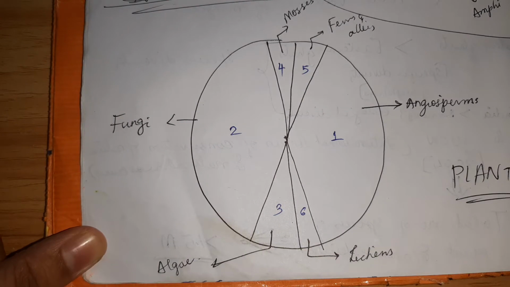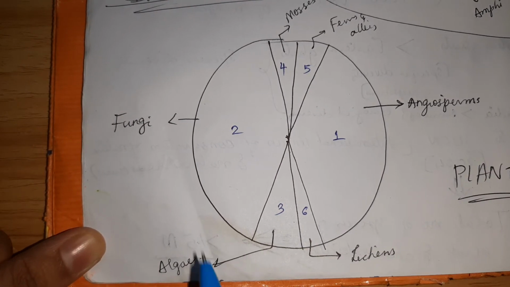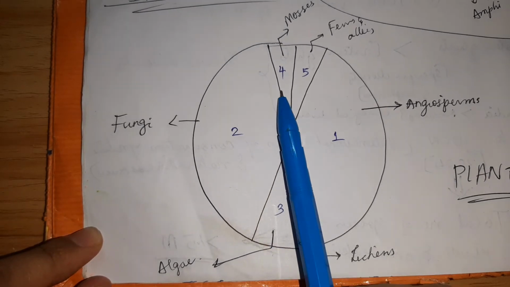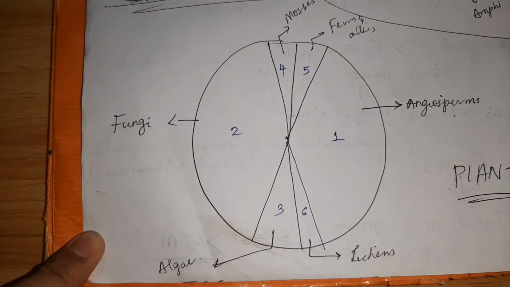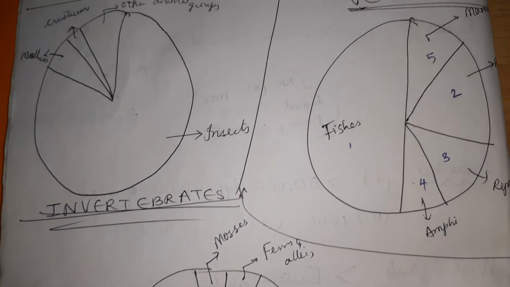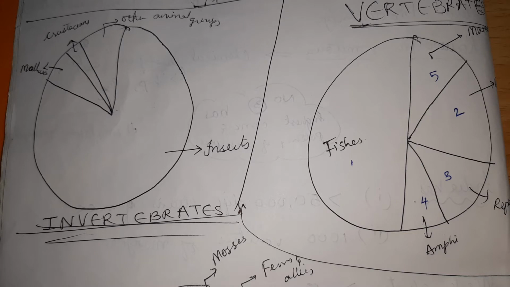Among plants, the highest majority is of angiosperms, then fungi, then algae, then the fourth one is mosses, the fifth is ferns and allies, and the sixth is lichens. So all these pie charts of invertebrates, vertebrates and plants are important. This can be asked in any order.